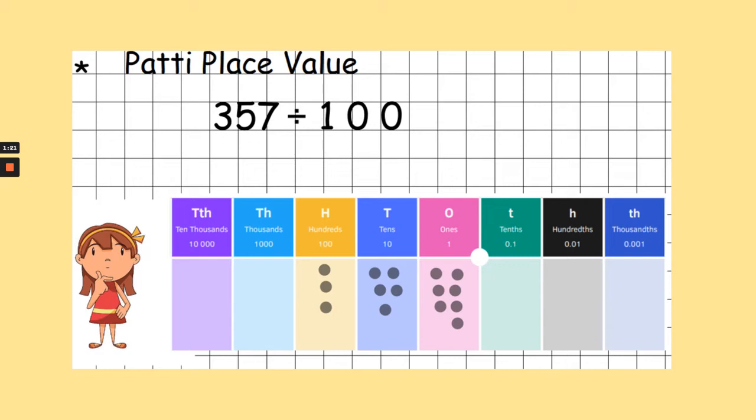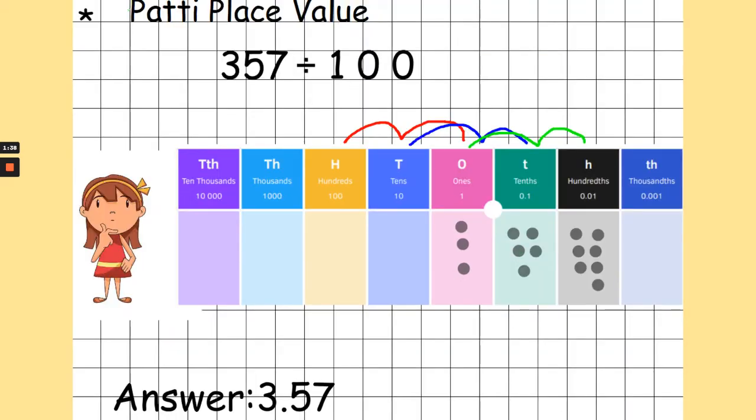Now, Patty's asked us 357 divided by 100. Pause the video now and write down your answer. Right, let's see how we got on. 357 divided by 100, the answer is 3.57. As you can see, the number has jumped 2 spaces. We had 3 dots in the hundreds column and that's jumped 1, 2 to the ones. And we had 5 dots in the tens column and that's jumped 1, 2 to the tenths. And 7 dots in the ones column and that's jumped 1, 2 to the hundredths. As you can see, there's 2 spaces each time, so the answer is 3.57.